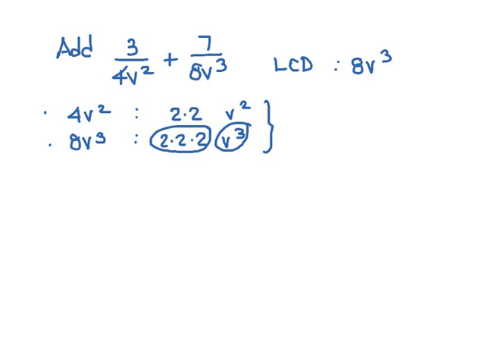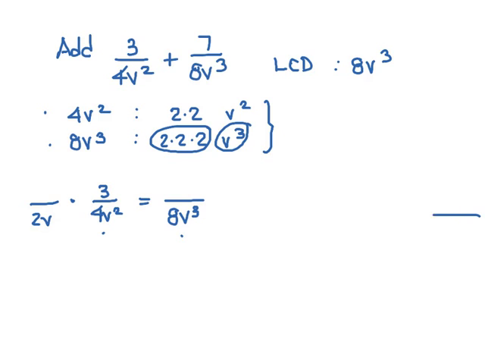Now I'm going to go ahead, just like we've done in all the other problems where we're adding or subtracting rational expressions, we need to put them in terms of this least common denominator. So if I take 3 over 4v squared, I want that to equal a rational expression that has 8v cubed as its denominator. So how do I go from 4v squared to 8v cubed? Well, if I multiply the denominator here by 2v, I'm going to get 8v cubed.